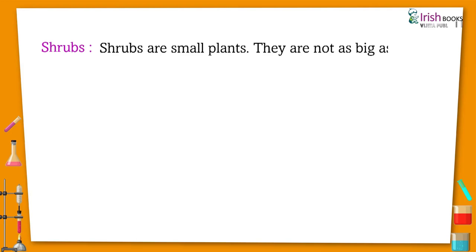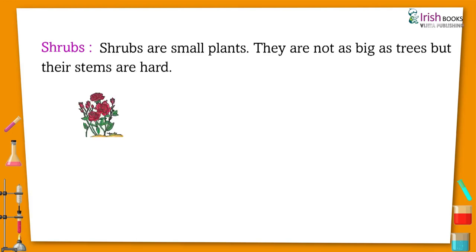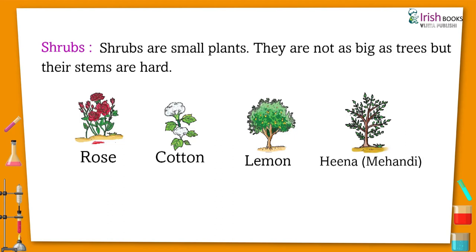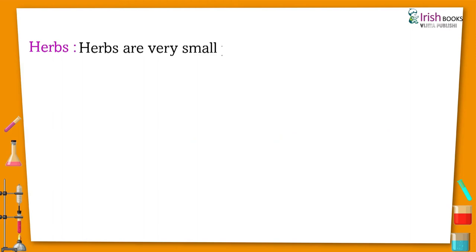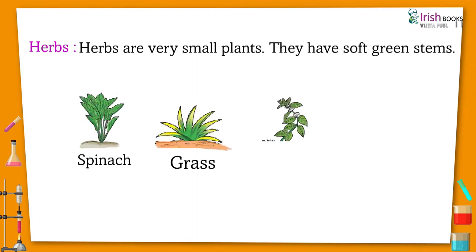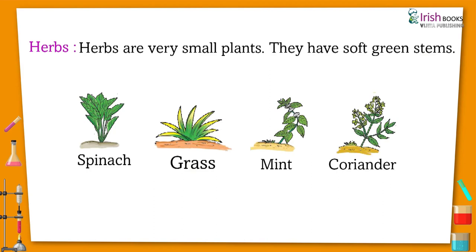Shrubs. Shrubs are small plants. They are not as big as trees, but their stems are hard, like rose, cotton, lemon, henna, or mehndi. Herbs. Herbs are very small plants. They have soft green stems, like spinach, grass, mint, coriander.